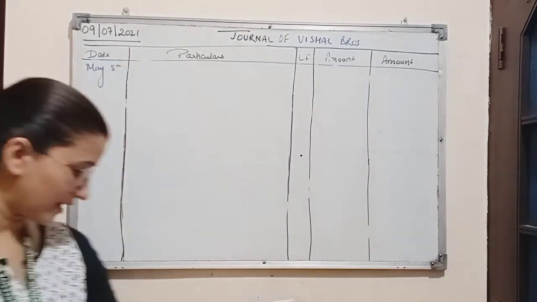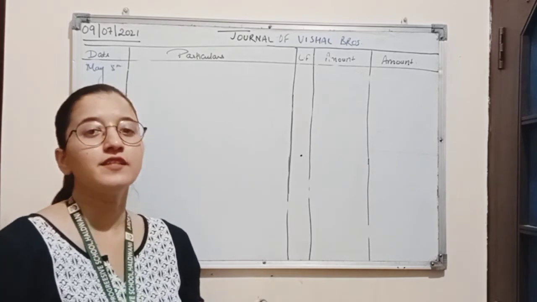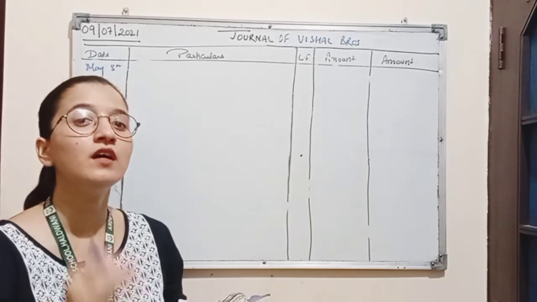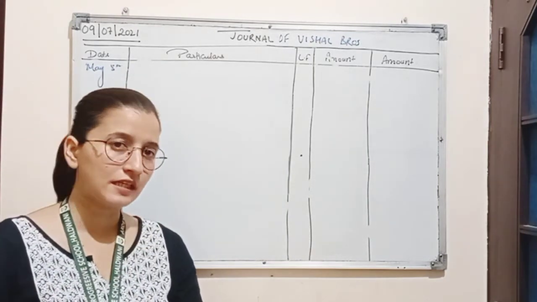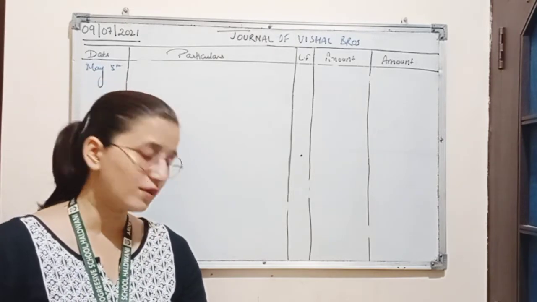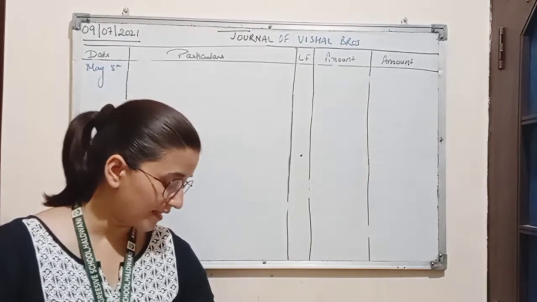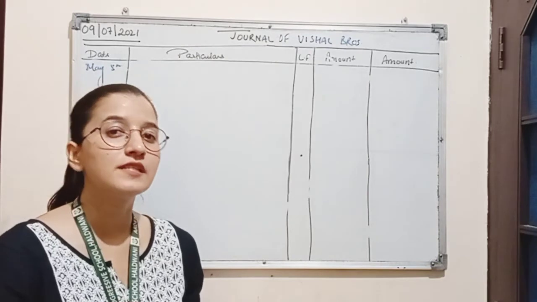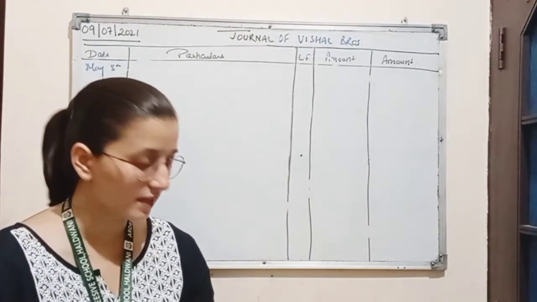8th May, the transaction is goods sold to Rajiv. As in the transaction, goods have been sold to Rajiv, it is not mentioned whether these goods are sold on cash. So we will consider that these goods are sold to Rajiv on credit. Amount is rupees 40,000. Now here two accounts are affected. First sales account, second is Rajiv account. So here sales is considered as an income. So we will credit sales account.